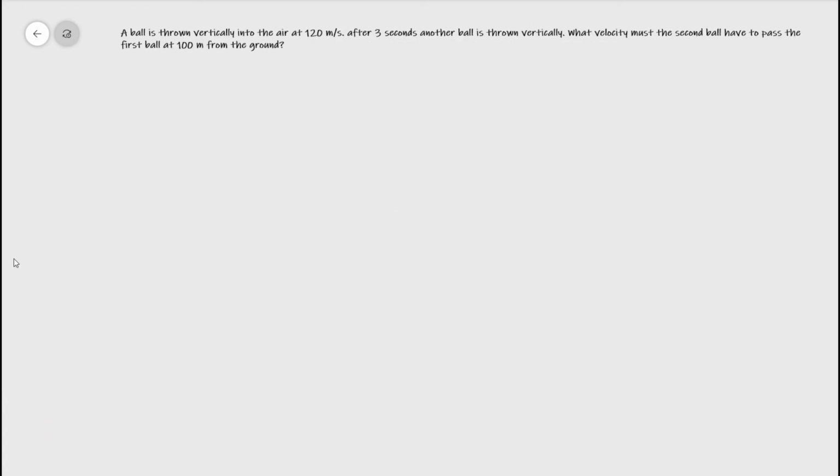A ball is thrown vertically into the air at 120 meters per second. After 3 seconds, another ball is thrown vertically. What velocity must the second ball have to pass the first ball at 100 meters from the ground?